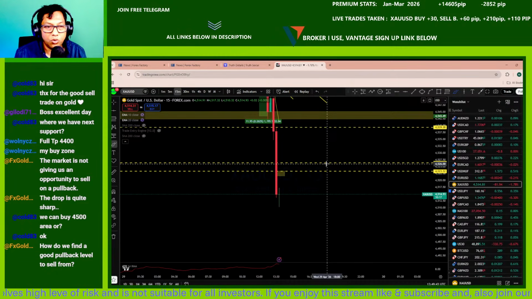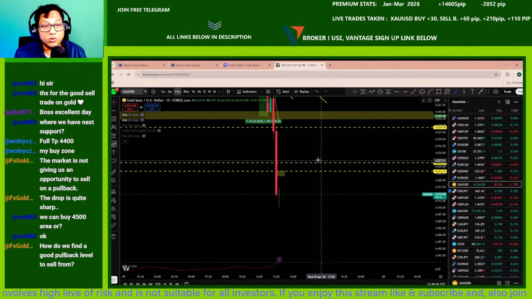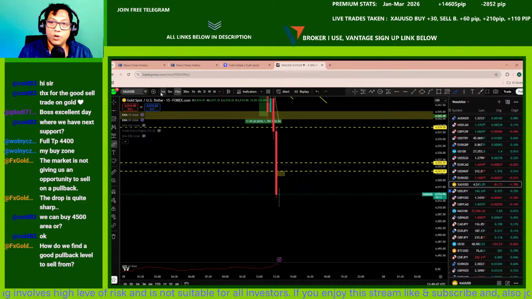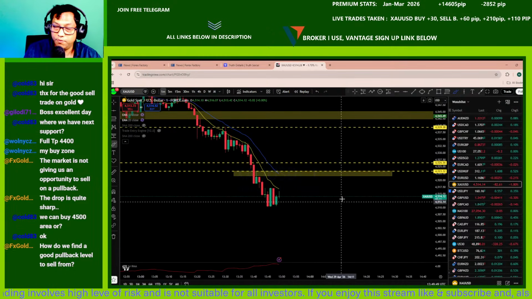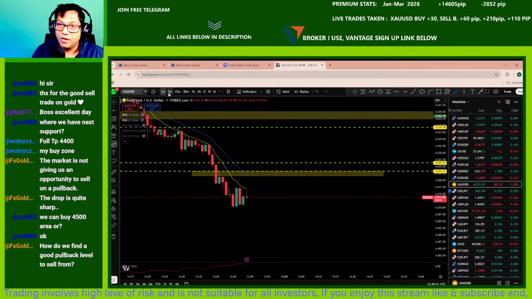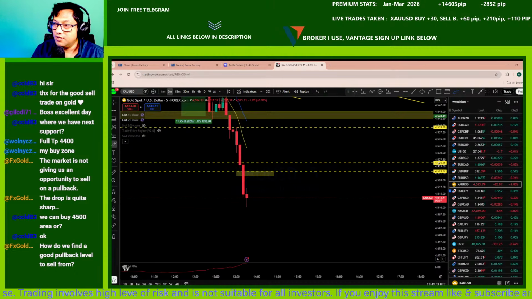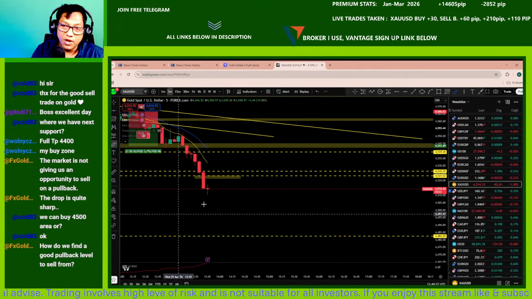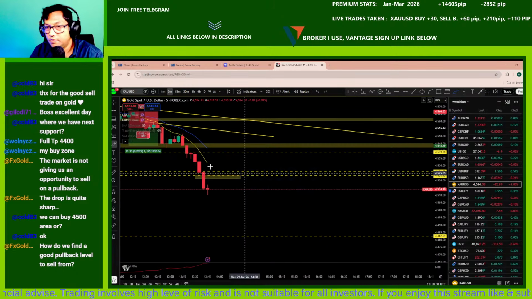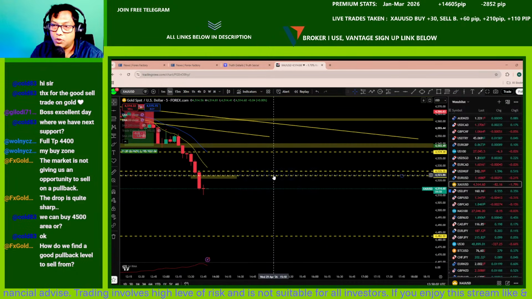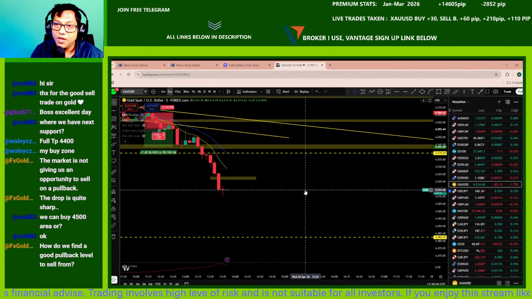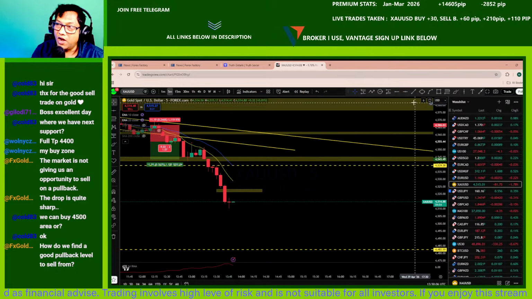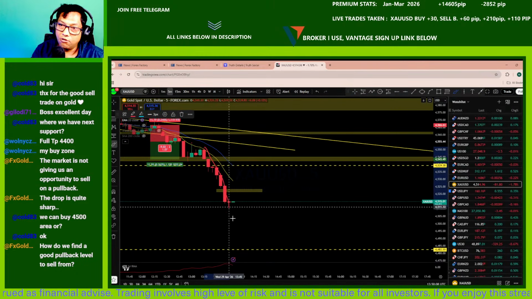How do you find a good pullback level to sell from? Okay, this is our point of discussion here. Now, if you look at the 5 minutes, you can see that the good level will be the 5-minute pullback. I would like to delete those levels here. We already had one, so you can see that all those 5-minute candles are red.